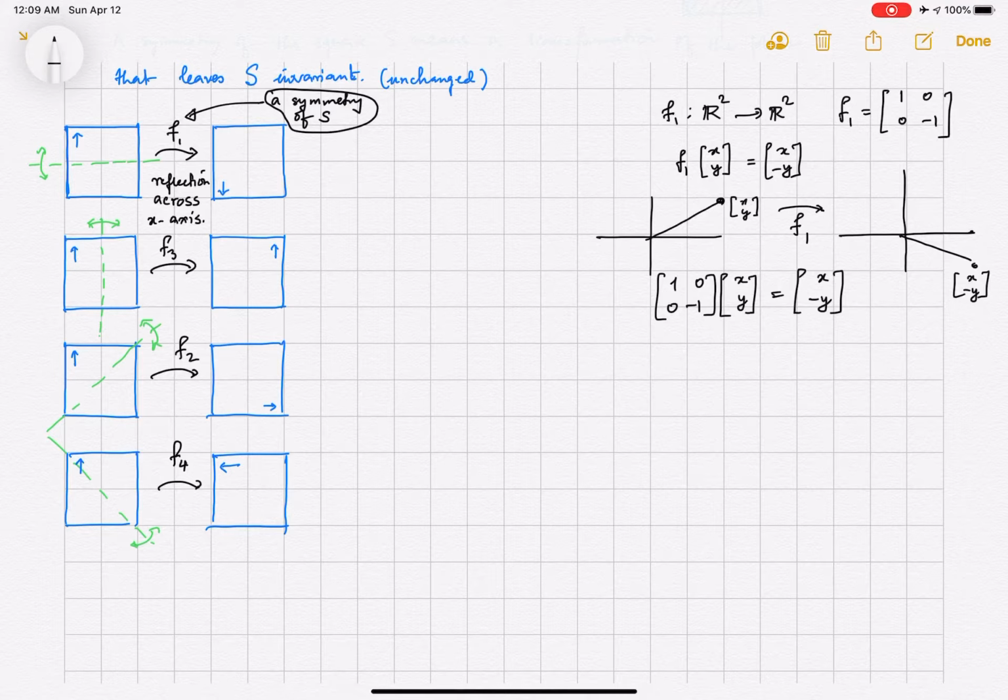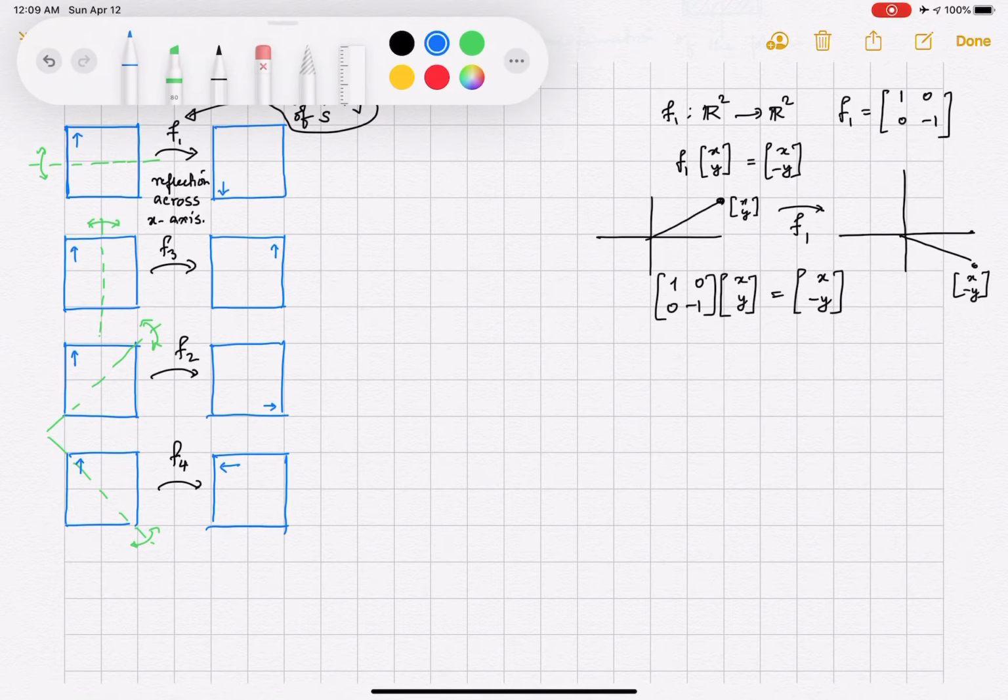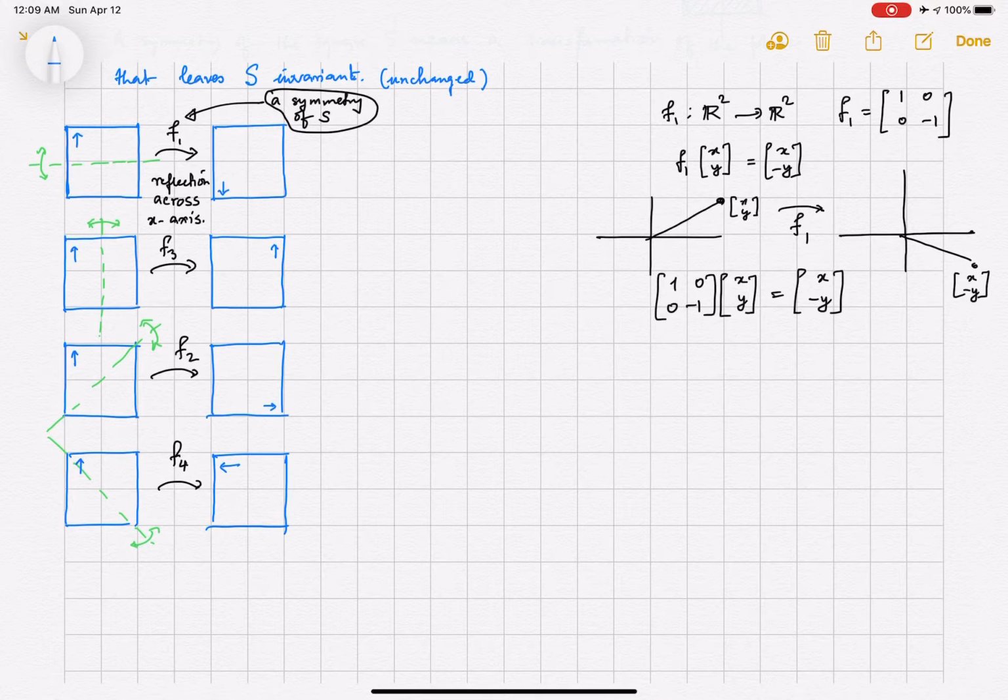What else can you do? Well, you could rotate a square, right? You can take a square, our S, and rotate it around the center by 90 degrees. So if you rotate, then it goes like that. This is a 90-degree rotation. Or you could rotate by 180 degrees.